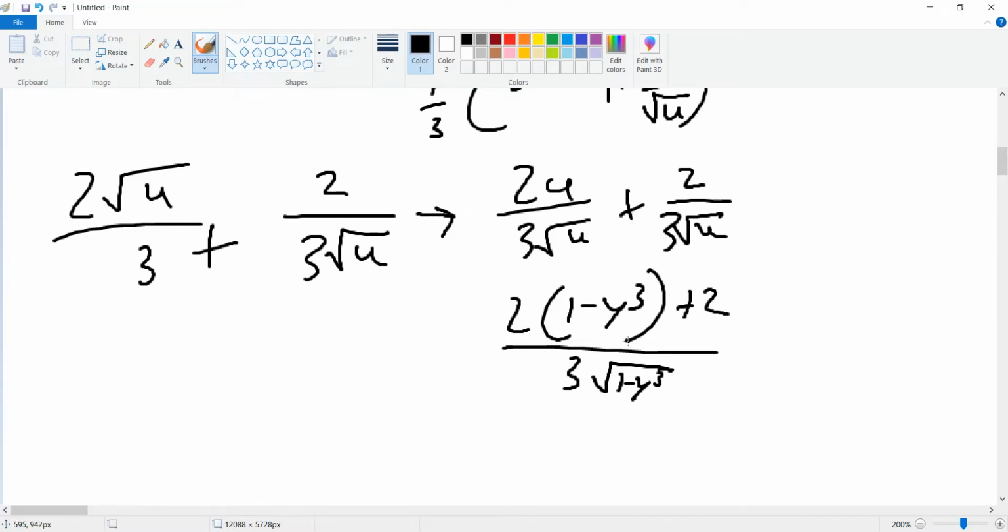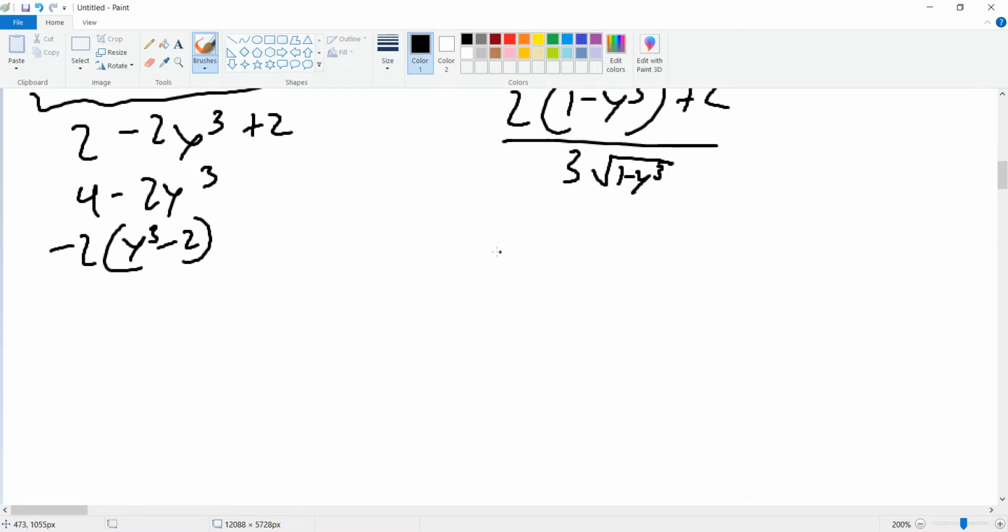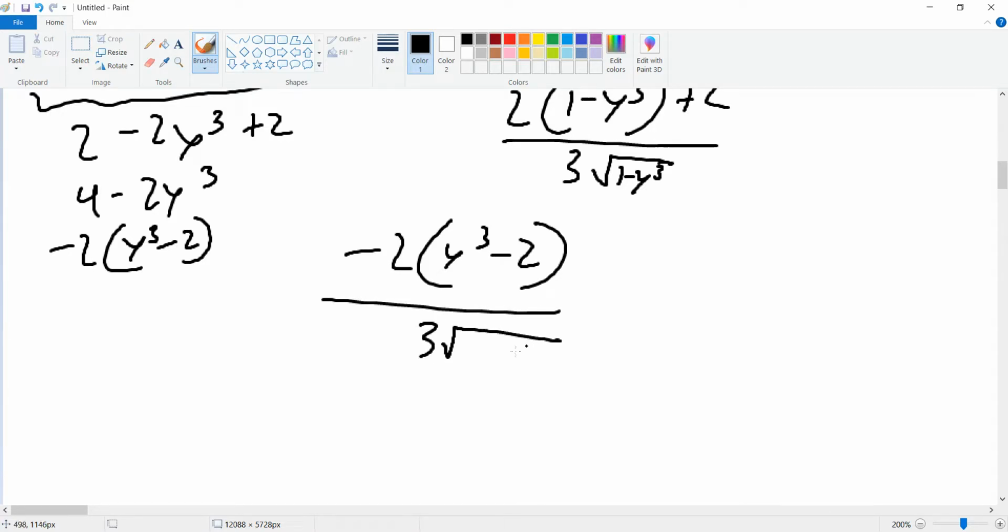And this can be further simplified by distributing the 2. I'm just going to do the numerator over here quickly. You can distribute the 2 to 2 minus 2y cubed, plus 2, which would be 4 minus 2y cubed. And now you can factor out a minus 2 if you want, or just a 2, but I'm going to do minus 2. So you then factor out a minus 2 to get a y cubed minus 2 in the numerator. So your final expression would be negative 2 times y cubed minus 2 all over 3 times the square root of 1 minus y cubed, plus C, because it's an indefinite integral, which means you don't evaluate it, you just find the equation.